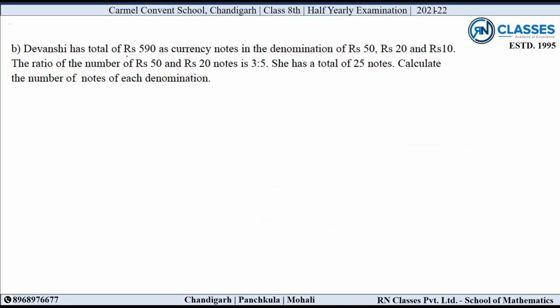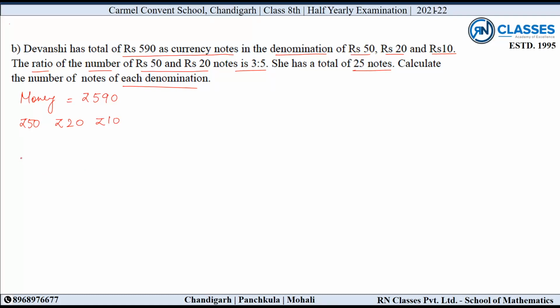Devanshi has a total of rupees 590 as currency notes in denominations rupees 50, 20 and rupees 10. The ratio of the number of 50 rupee notes to 20 rupee notes is 3:5. She has a total of 25 notes. Calculate the number of notes of each denomination. So how much total money is there? Money is equal to rupees 590. Denominations are rupees 50, rupees 20 and rupees 10.